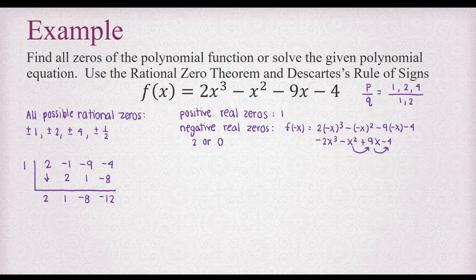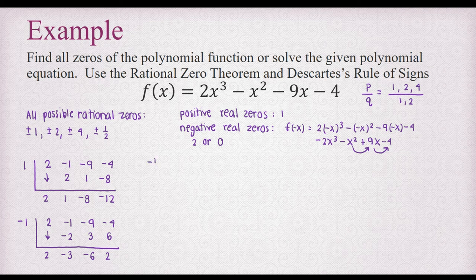Okay, so if I start, I could either do -1, -2, -4, -1/2. So it doesn't really matter if we try like -1. We're going to have 2, -1, -9, -4 again. So bring down the 2. 2 times -1 is -2. Add that up, we get -3. Multiply that, we're going to get +3. Add that up, we get -6. -6 times -1 is +6. Add that up, we get 2. So unfortunately, we did not get another 0.